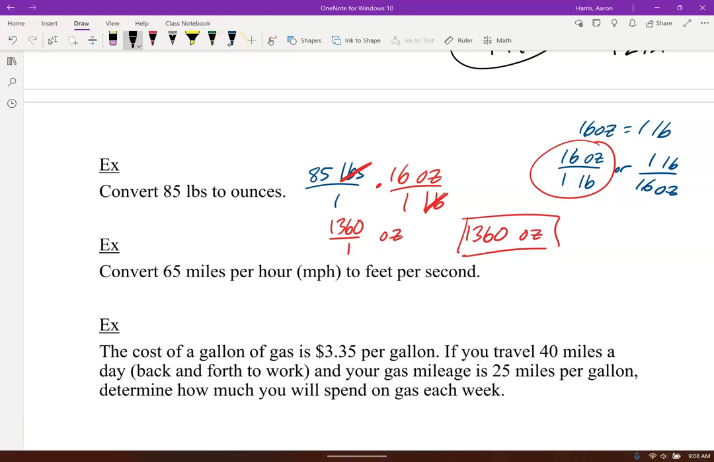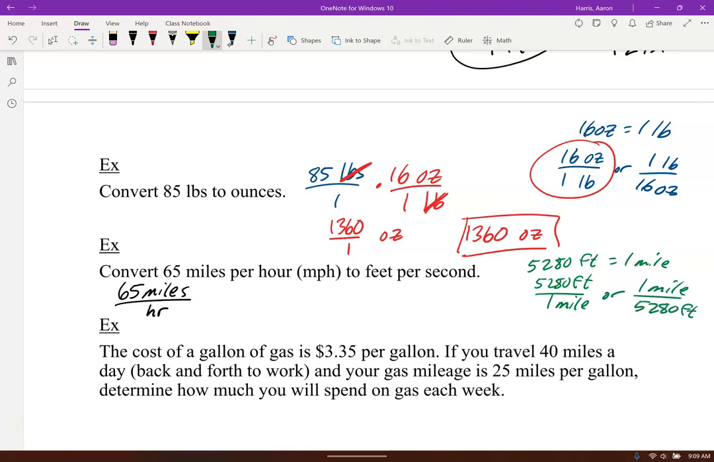So in this problem, right now we have 65 miles per hour, and we want feet per second. So first of all, let's go to feet. I know there's 5,280 feet in a mile. So the question is, do I use 5,280 feet per 1 mile, or do I use 1 mile per 5,280 feet? Well, right now my miles are in the numerator, so I want to cancel with miles in the denominator, so I'm going to use that first one. So times 5,280 feet per 1 mile.